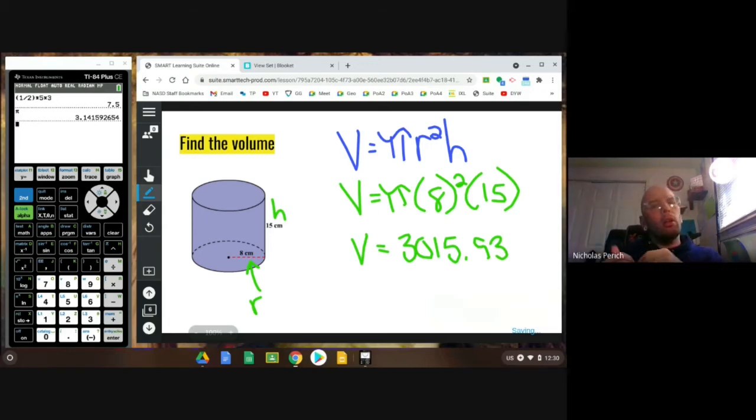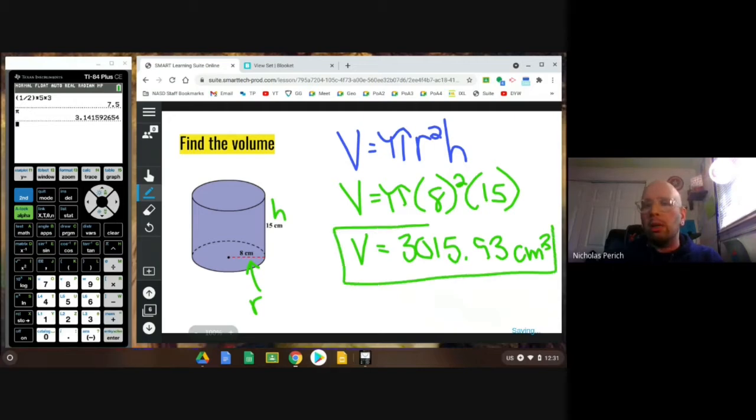Now, when I'm finding volume, and you saw this in the video, my answer is centimeters cubed. Why? Well, it's a 3D object. So my unit is going to be cubed. Easy. Just plug it in.